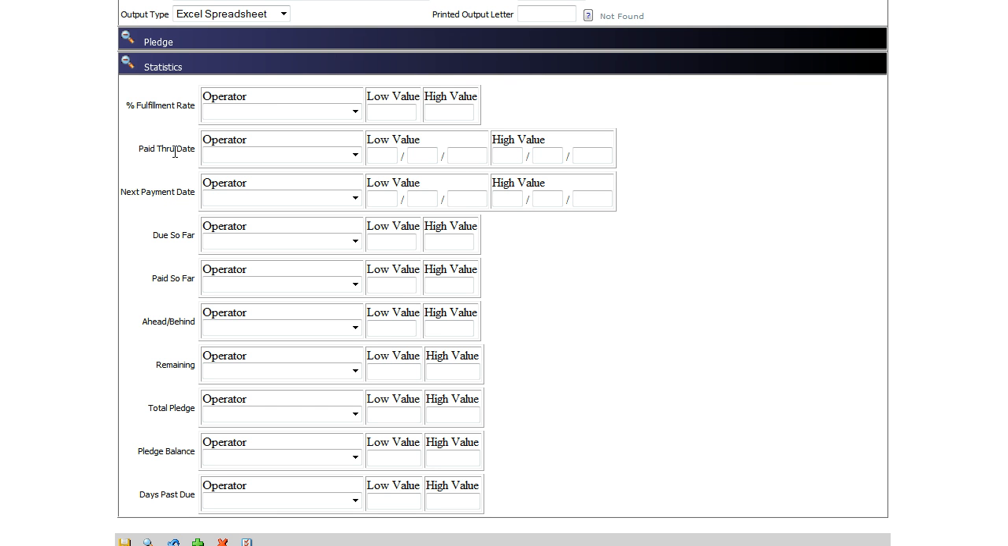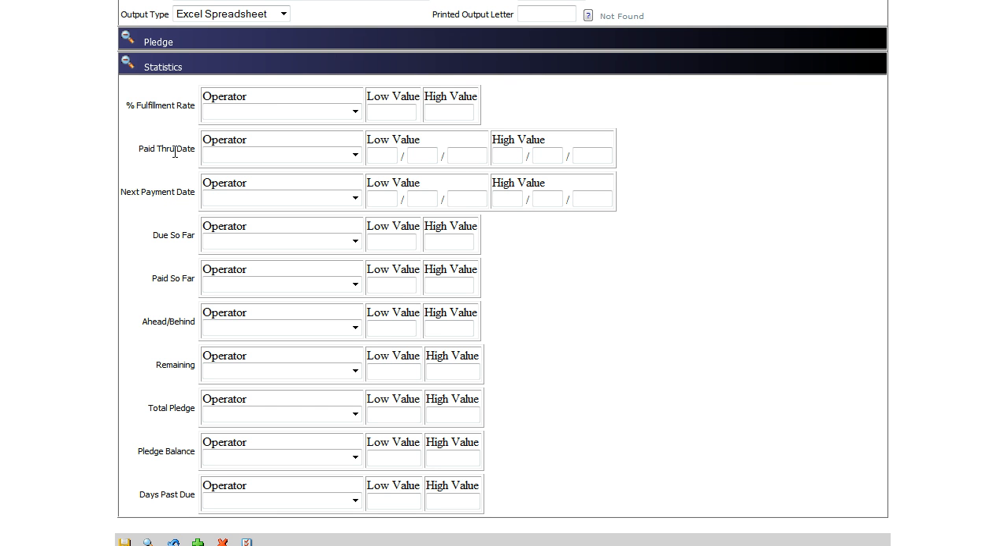The next payment date is when the next one's going to be due. So this will help you if you want to find how much money you can expect to come in from your pledges next month, or some date next month. We can say, give us a list of all the pledges that have a next payment date of June 15th, or between June 15th and June 30th, or something like that.